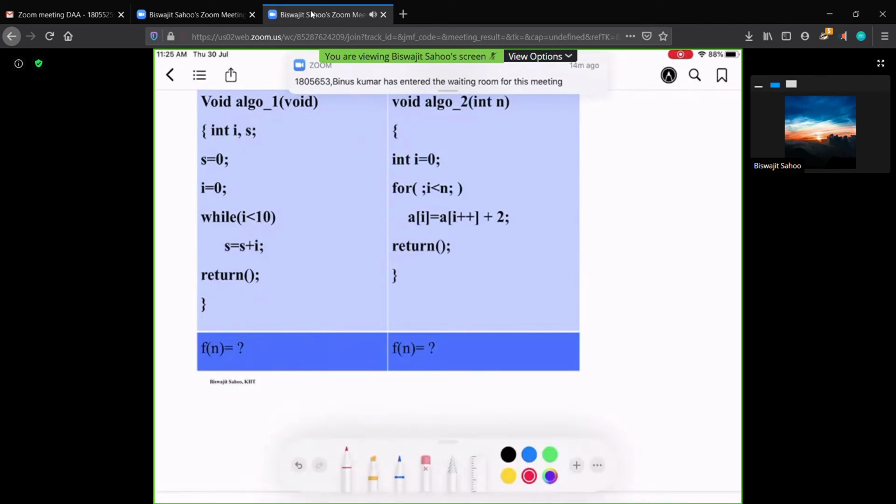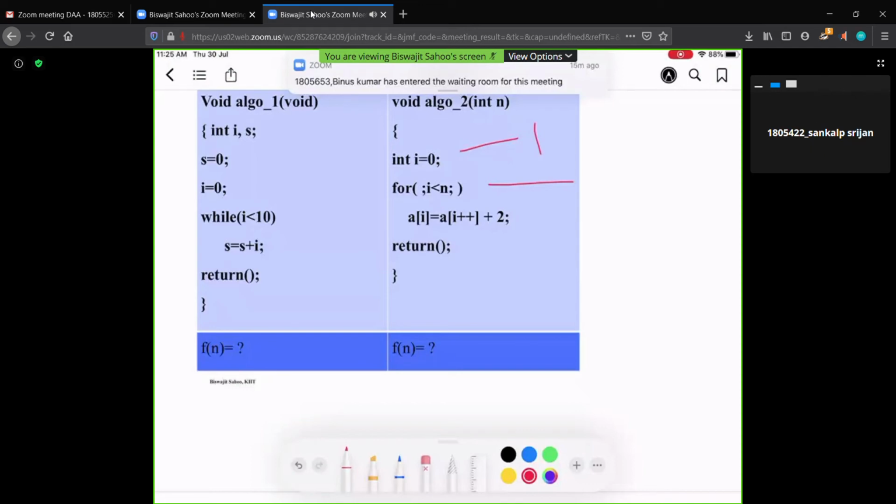The second one, Algorithm 2. Can you say, in the same way, whether this statement will be executed? Yes or no? Is it a declaration statement or an initialization statement? Initialization. It will be executed once. How many times will this I be executed?